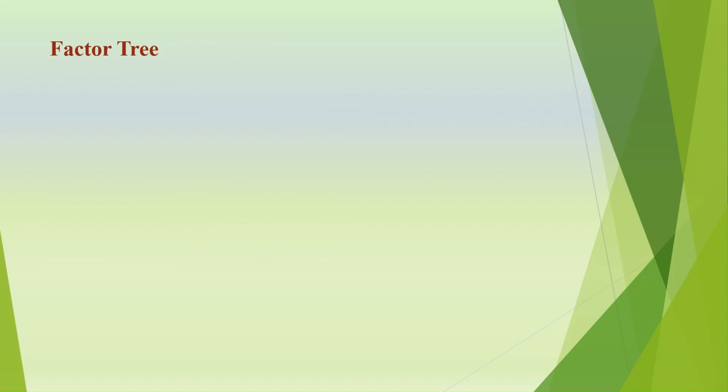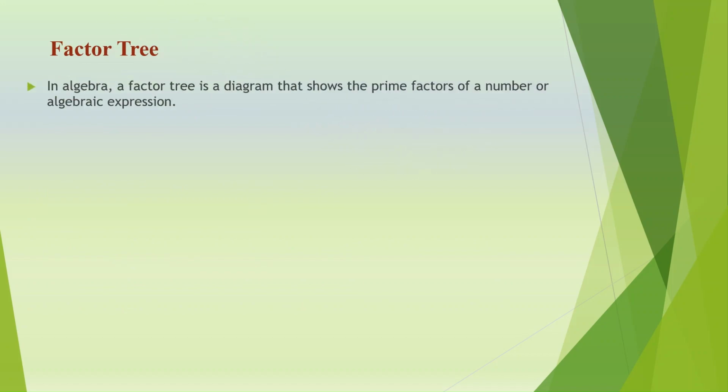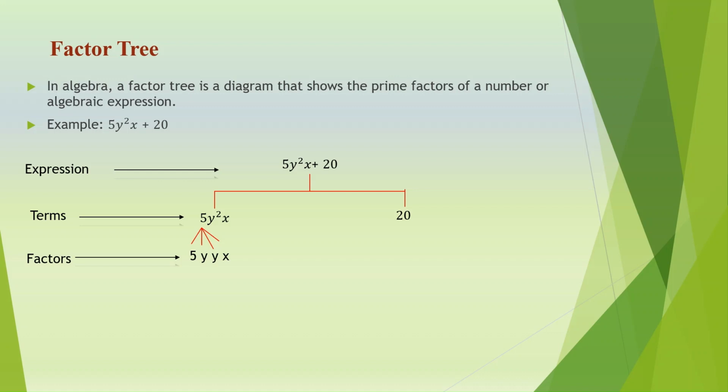Now, third topic, factor tree. In algebra, a factor tree is a diagram that shows the prime factors of a number or algebraic expression. By the name it suggests, it is a tree, but of what? Factors. The prime factors of a number we have already learned in class 4. Now let's see how a factor tree is made for an algebraic expression. You have to show 5y to the power 2 x plus 10. The factor tree is this.